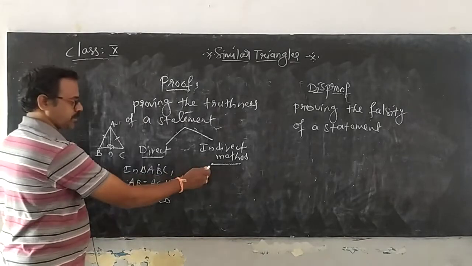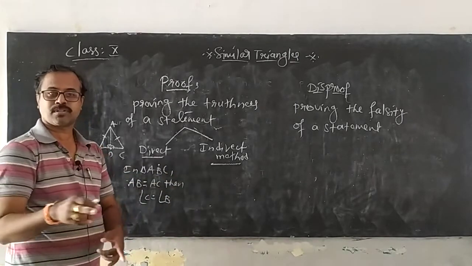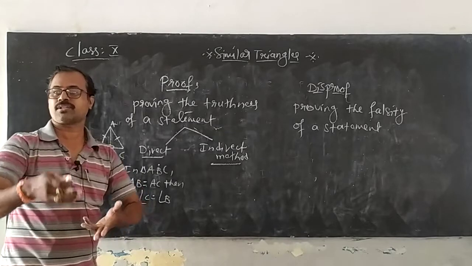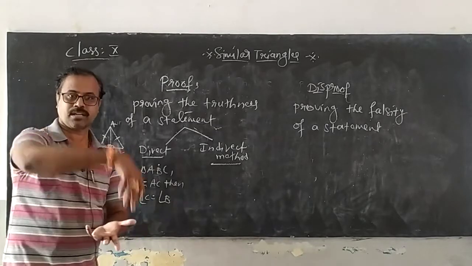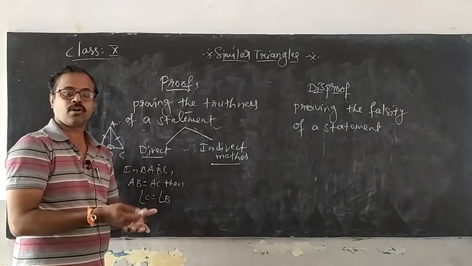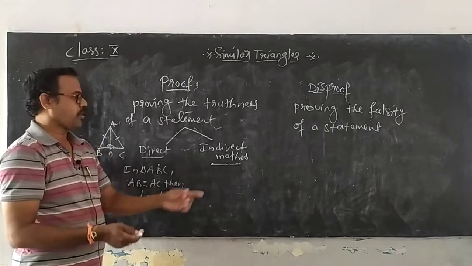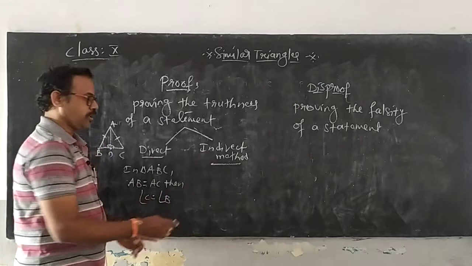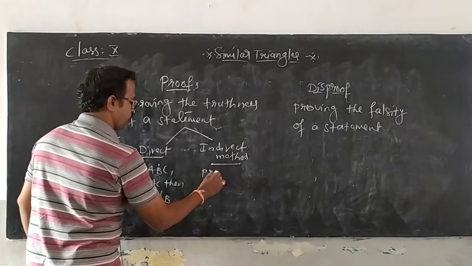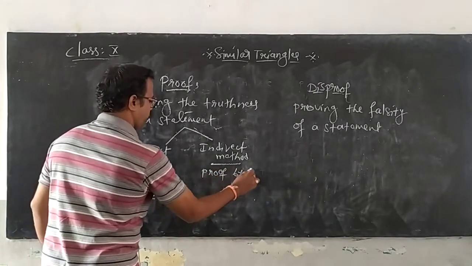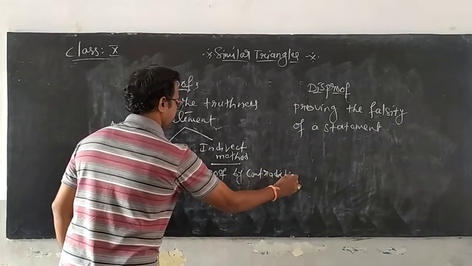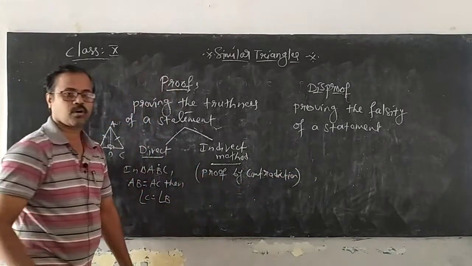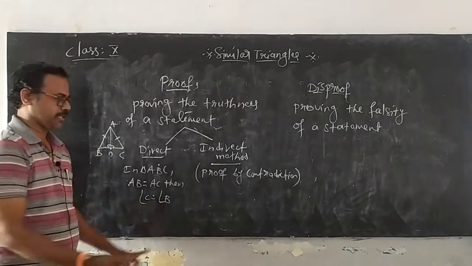For the indirect method, you have learned in your real numbers, prove that root 2 is an irrational number. What do you do? You assume that root 2 is not an irrational number. So assuming what is to be proved as false is called an indirect proof, or this is also called proof by contradiction.